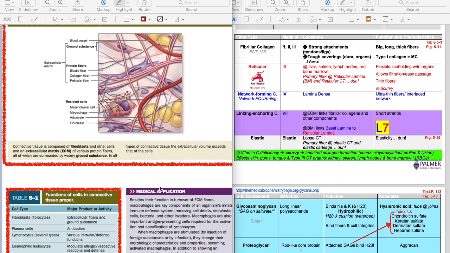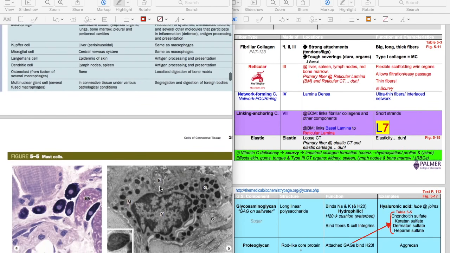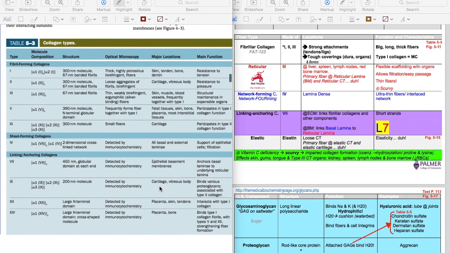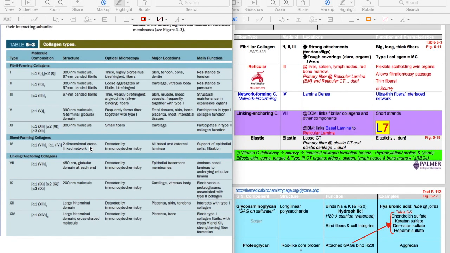So back to where we were going, which is table 5-3 in the text. This has way more details than you need, but it has all the different types of collagen fibers, plus some, and details you don't need, like the size of the structure. You don't need to know the molecule composition or what it looks like under a microscope. But if you want to come back to this table, you can review where things are found and the major function, because that can help you remember.